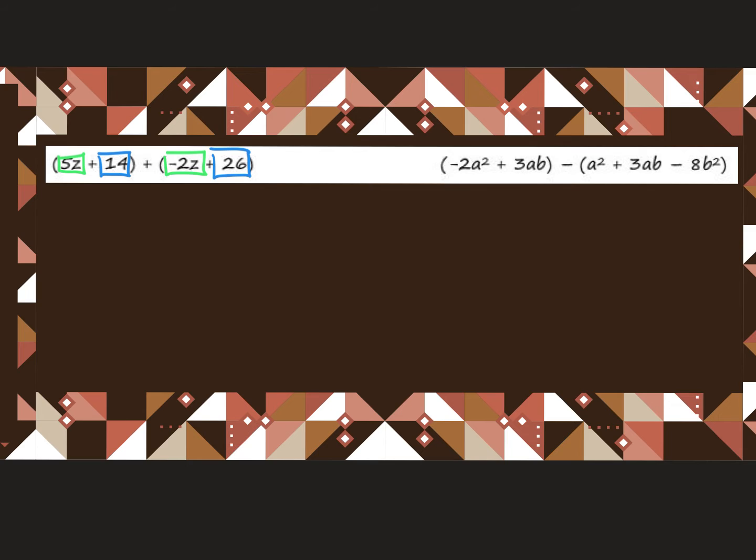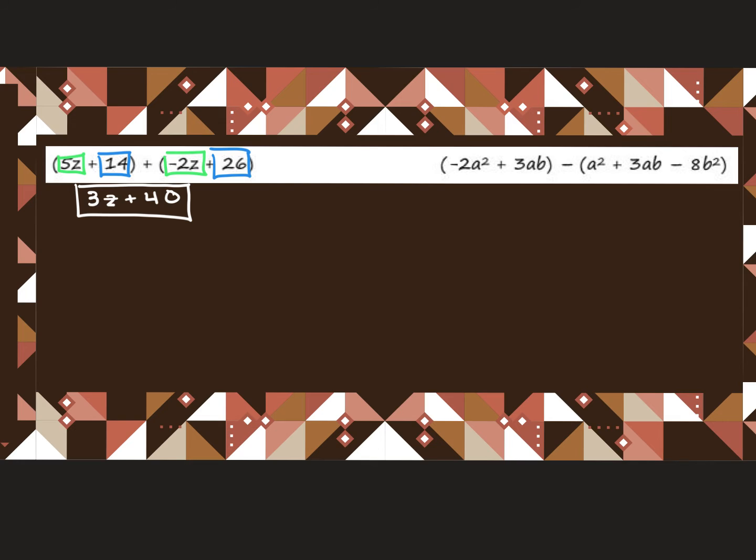So combining like terms, we have 5z plus a negative 2z, which gives me 3z. And we have 14 plus 26, which gives me 40. That's all I can do because I have a variable term of 3z and a constant of 40, and I cannot combine those together. Now the exact same thing for the next one, except we're subtracting here.